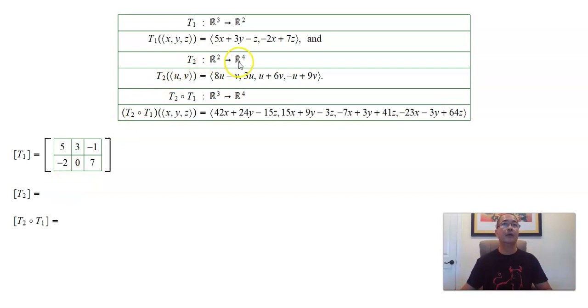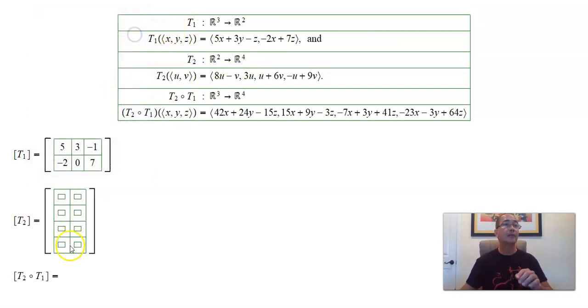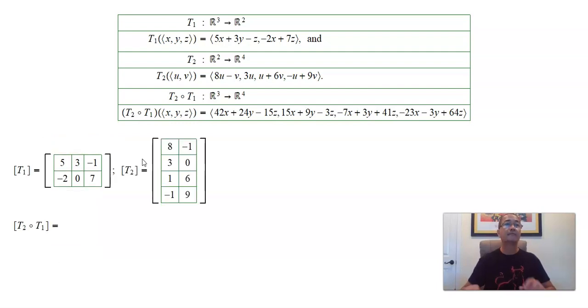For T2, from R2 to R4, so it's 4 by 2. So we need 8, negative 1, 3u by itself, 3u, no v, and then 1 plus 6v, so 1 and 6, and then negative 1, u plus 9. Okay, so that is our matrix for T2. You know what, we're going to run out of space, so let me scoot them over into one line.